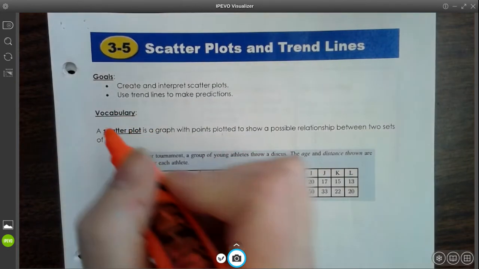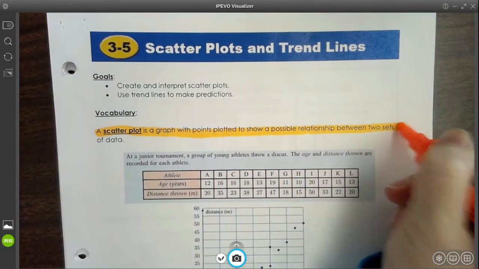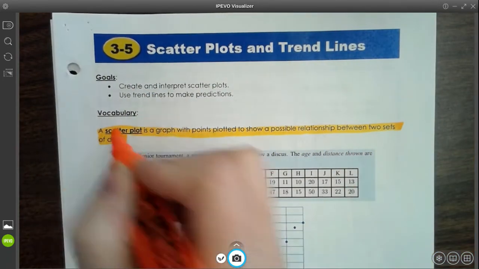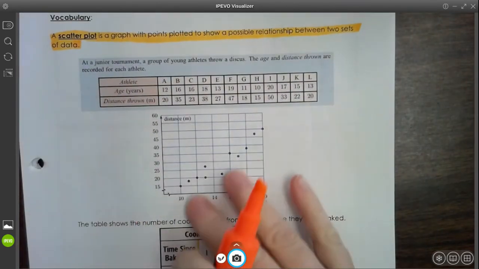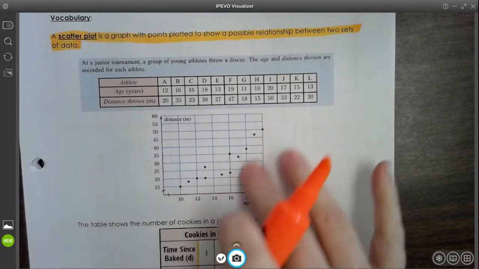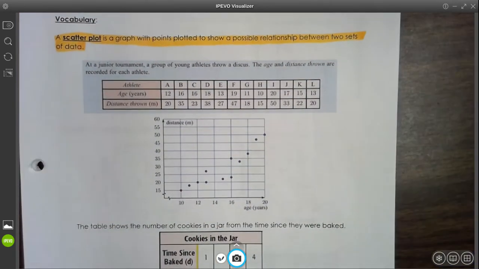So a scatter plot is a graph with points plotted to show a possible relationship between two sets of data. Okay, so you're going to notice in a scatter plot, it's just points that are scattered about. There's no line on it or anything like that. That's all it is, a bunch of scattered points, and that's why we call it a scatter plot.